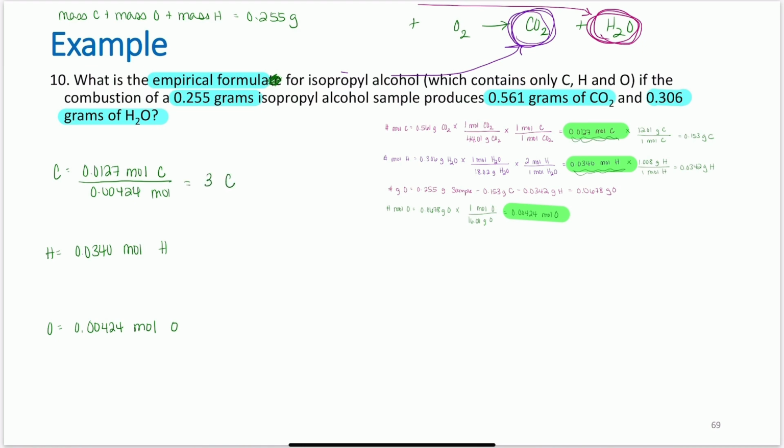gives me 3 moles of carbon. Divided by 0.00424 moles gives me 8 hydrogen. Divided by 0.00424 gives me 1 oxygen. So my overall empirical formula, C3H8O.